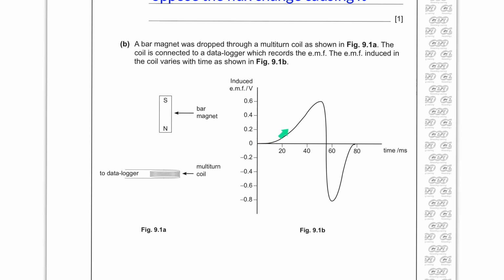So it comes through, produces an EMF, and leaves a little bit quicker because it's moving faster at the end than at the beginning. That's what the difference in these two bits of the graph are all about. So slower, gradually becoming faster. So the behavior on the way in is slightly slower than the behavior on the way out.